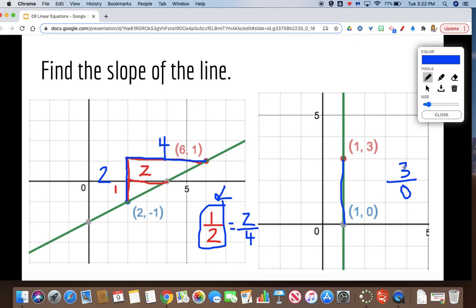Which one is it when the 3 is up top and the 0 is below? Remember that doesn't make sense, 3 over 0. You can't have 3 pieces when you have 0 in a whole. So this is what we call an undefined slope. It's a 0 slope if the fraction just equals 0, 0 over 3.